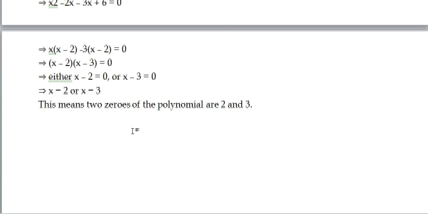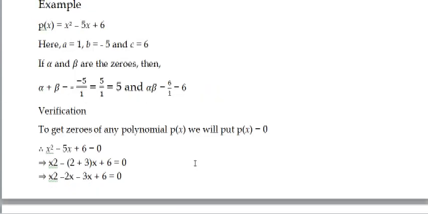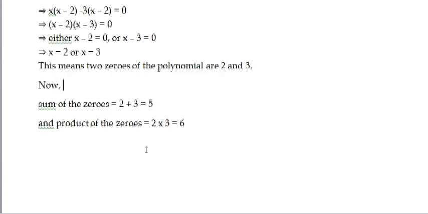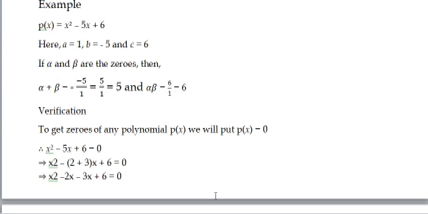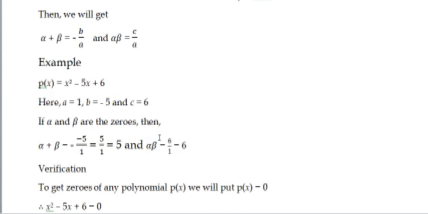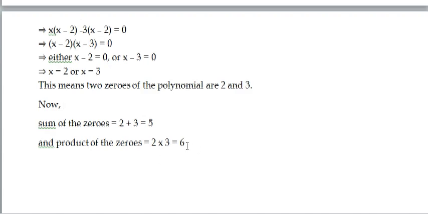So in the next step we can get the sum of the zeros equal to 2 plus 3, which is 5. While here also we have got the sum of the zeros equal to 5. Now the product of the zeros is 2 into 3, which is 6. Here also the product of the zeros, alpha beta, is equal to 6. So this relation is absolutely true, and by this verification we are getting everything.